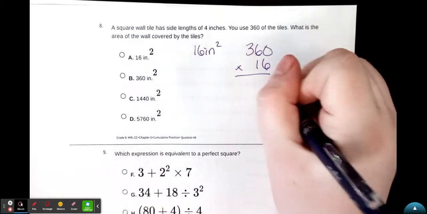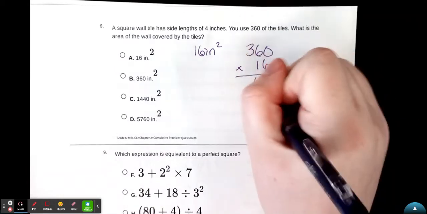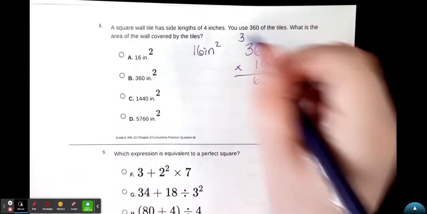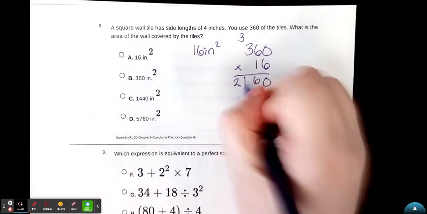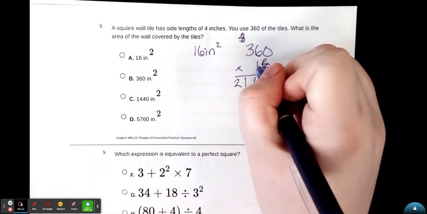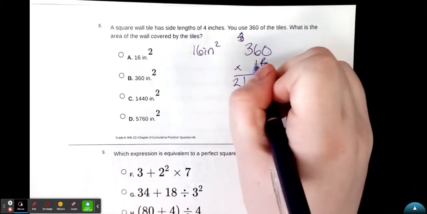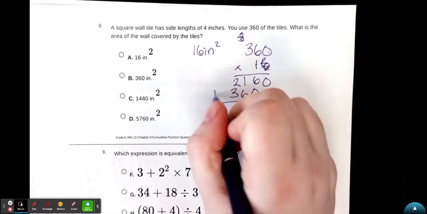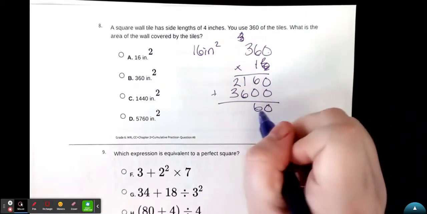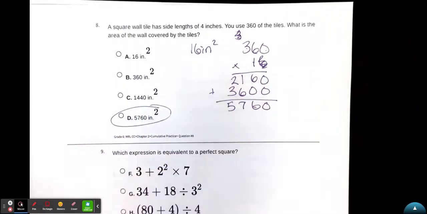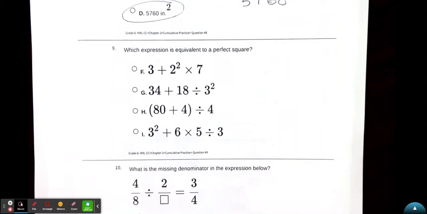6 times 0 is 0. 6 times 6 is 36. Carry my 3. 6 times 3 is 18. Plus 3 is 21. Cross this guy out. Cross this guy out. Placeholder 0. 1 times 0 is 0. 1 times 6 is 6. And 1 times 3 is 3. Add them up. 0, 6, 7, 5. So our answer would be 5,760.